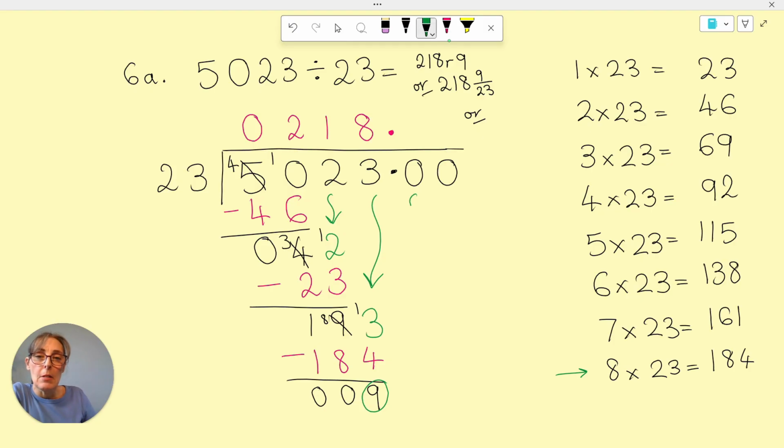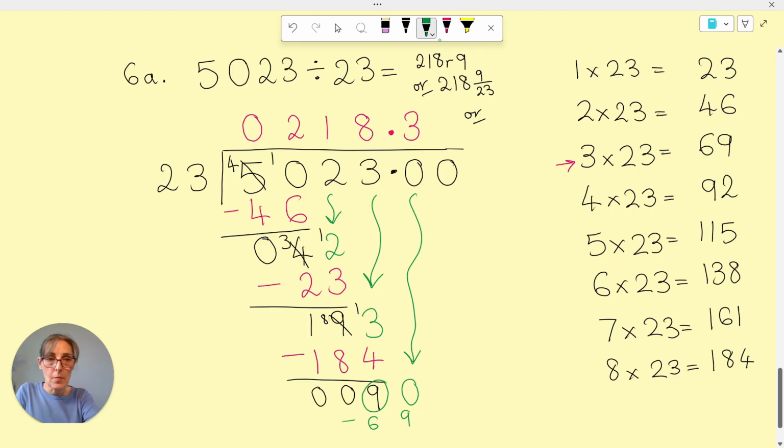So we're going to bring down a 0. We've got 90 now. So it's closest to this one. So we're doing 90 take away 3 lots. Don't forget to write the number in the top. It's going to be 69. So 90 take away 69.